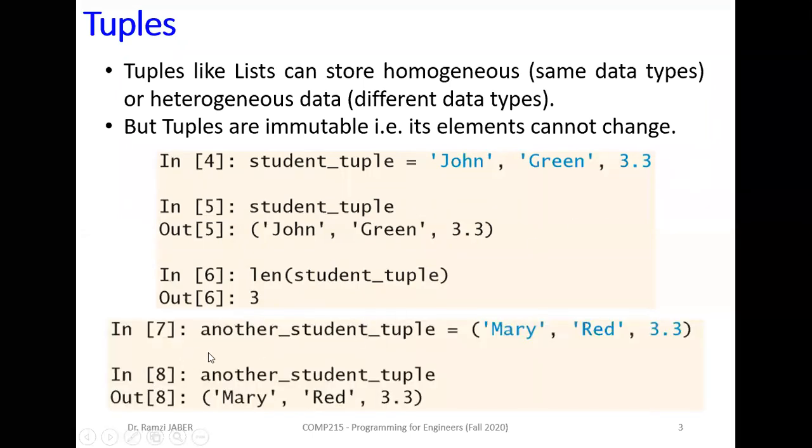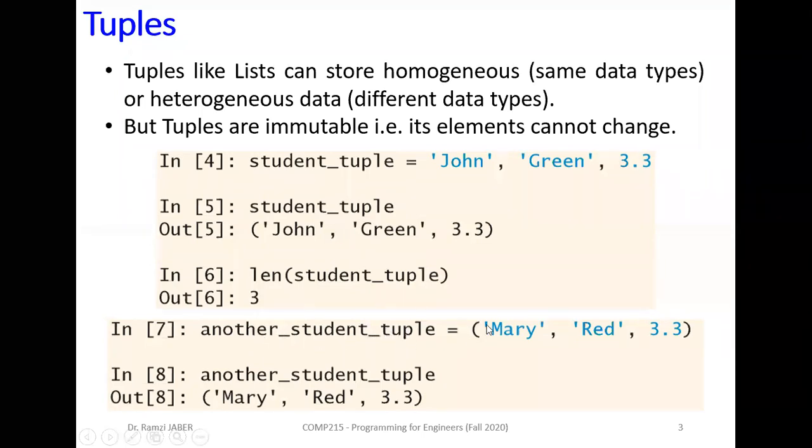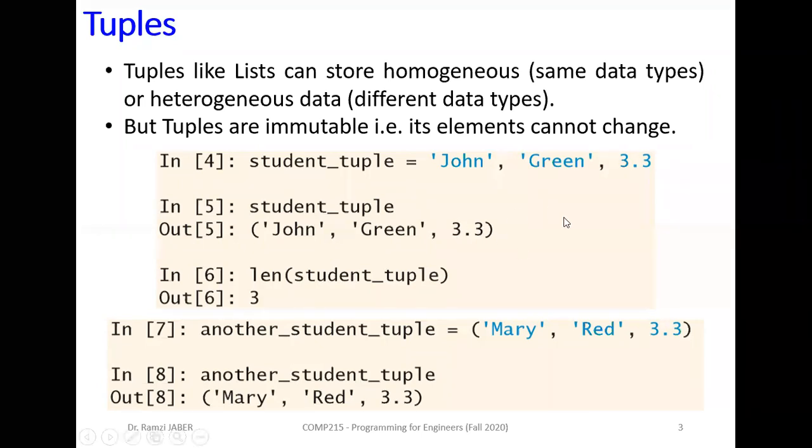Another example. If we want to define another tuple, we can put parentheses, okay? It's optional. Parentheses are optional, but from now on, put the parentheses to differentiate whether it's a tuple or a list or a string. So it's the same. We can put parentheses or not. This is optional. This is a tuple. The elements inside the tuple cannot be changed.